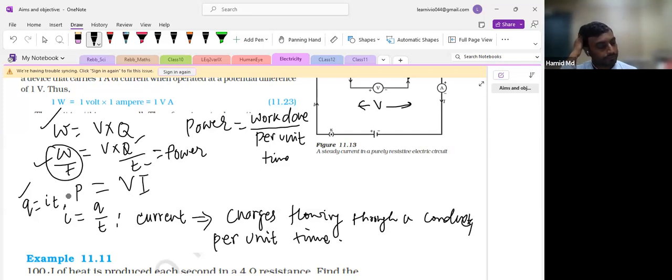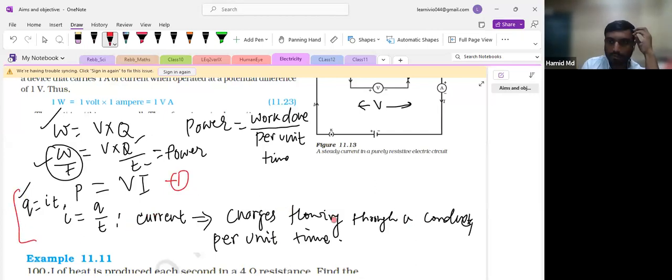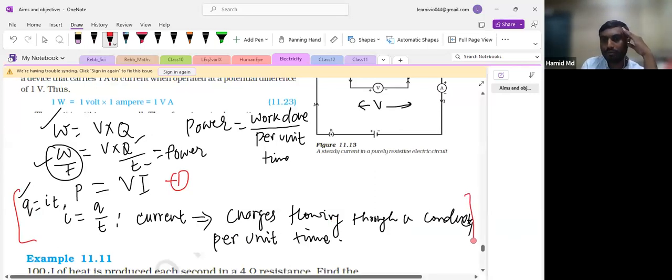Clear till this point? Yes, sir. Okay. Now using Ohm's law, this is one form of the power. Can I remove these points? Can I remove this much? Yes, sir. Okay, so I'm making a space. Make sure that you have written it down. There is no response from your side.